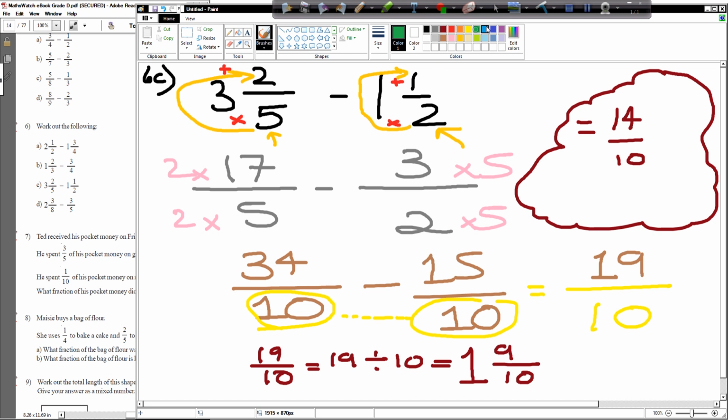So not only is it top heavy, but it can also be simplified. So what we need to do then is say 14 divided by 2 is 7, 10 divided by 2 is 5, so the answer is 7/5, which is the same as 1 and 2/5. So what I've done here, I've done cancelling, and then top heavy to mixed. So where possible in any part of your answer, you can simplify, you should. So this here I can't simplify, I can only change from top heavy to mixed. Simplify means cancelling, dividing by common factors.